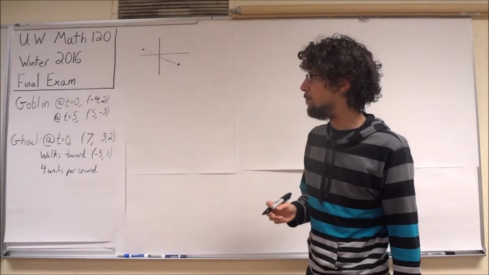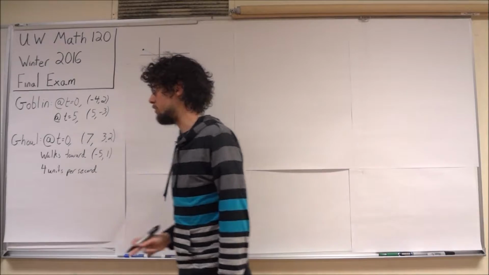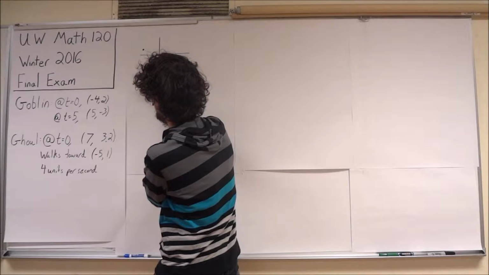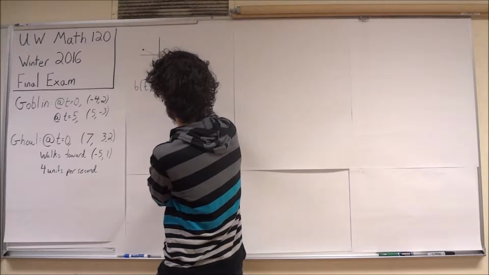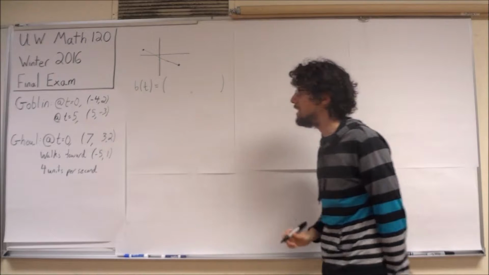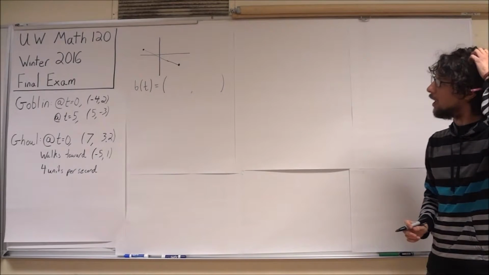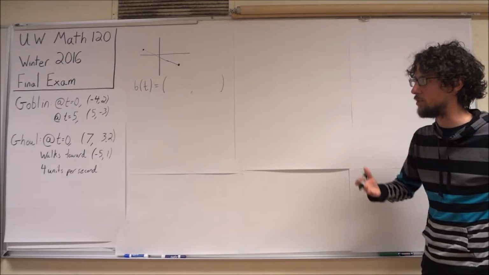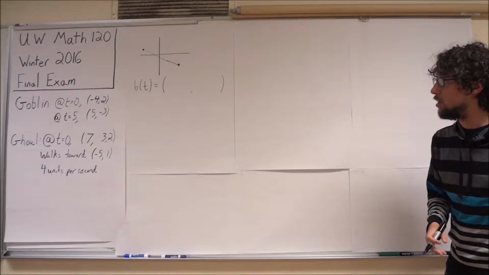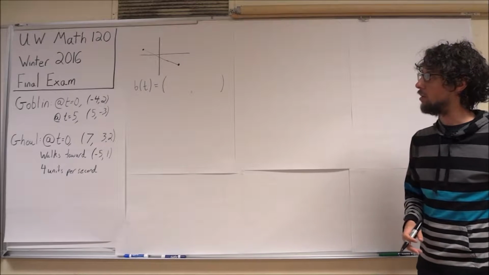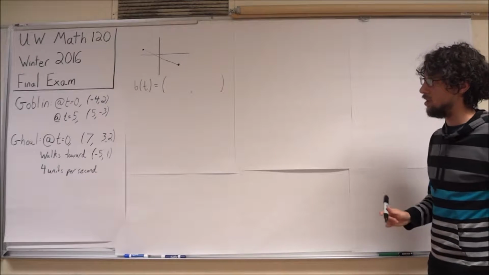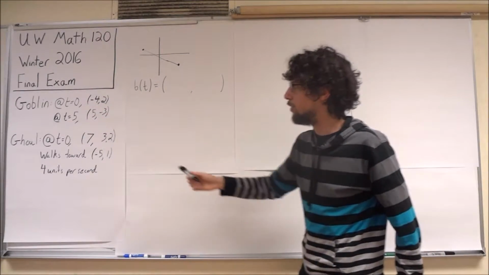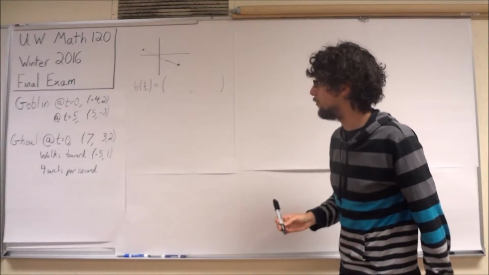I'm going to use b of t for the goblin and h of t for the ghoul. So I'm writing some function, B of t. And I want to represent the goblin's x position as a function of t and the goblin's y position as a function of t. So let me focus for a second on the x coordinate. When t equals 0, the x coordinate is -4. When t equals 5, the x coordinate is 5.